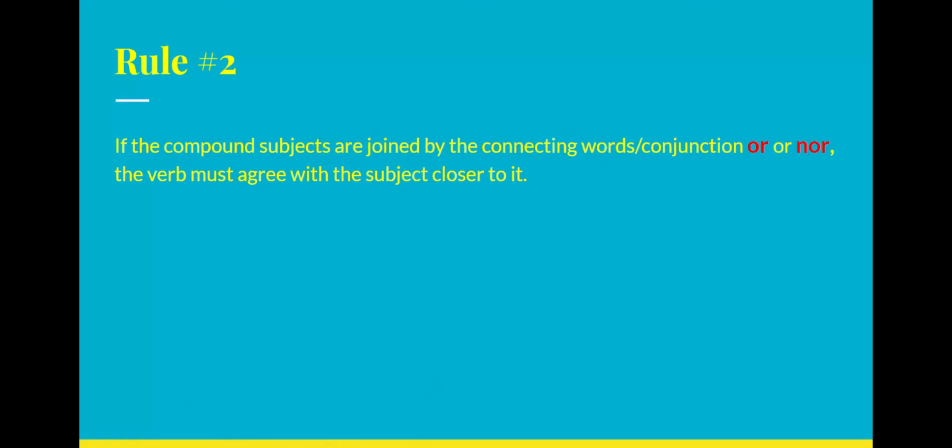If the compound subjects are joined by the connecting words or conjunctions or nor, the verb must agree with the subject closer to it. So this is where it gets a little bit tricky. Let's take a look. Stan or Martha eat or eats at the new place. So this is my compound subject, Stan or Martha. According to the rule, the verb must agree with the subject closer to it. So here's my verb. Martha is closer to the verb. Martha is one person, singular, so I need a singular verb, eats, right? A singular verb ends with S. So Stan or Martha eats at the new place.